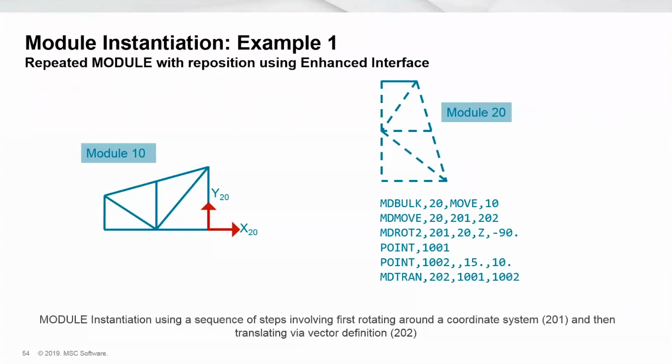I will define an MD bulk with ID 20, and it's defined as a movement of module 10. And then inside of the MD move, we'll define all the sequence of events that will take place to locate this module 10 to another module location. And in this case, we've done MD row 2, which is we've rotated it along the coordinate system, and then we've translated it to a location. So rotate 90 degrees and translate it gives us module 20.